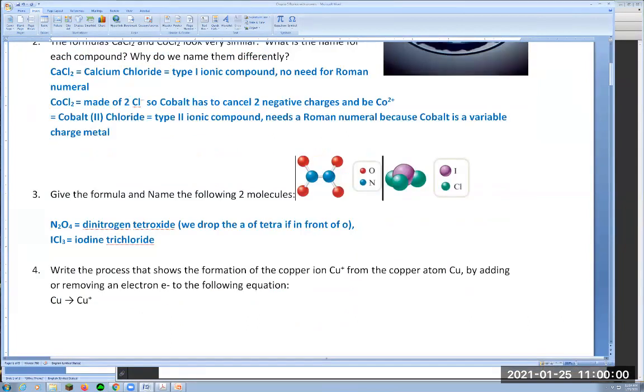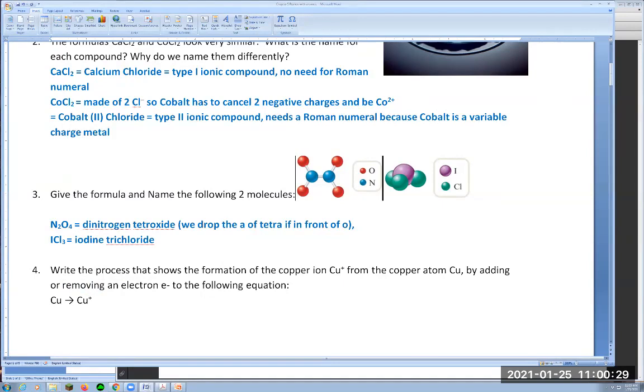Let's do question 4. Write the process that shows the formation of the copper Cu plus ion from the copper atom Cu by adding or removing an electron to the following equation. I see how this can be misleading. We never actually subtract, we always add, but the way to remove an electron, for example, or add an electron will depend on which side of the arrow you put it.